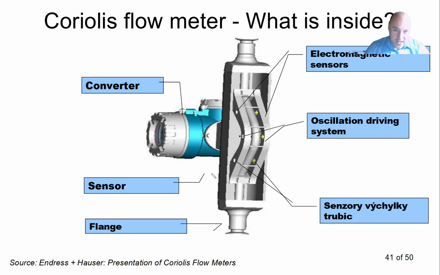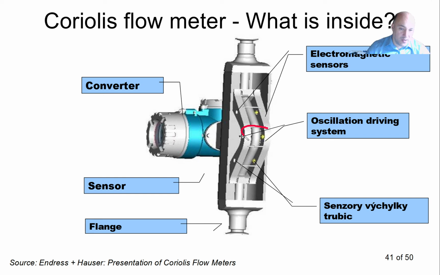So what is unique about this Coriolis flow meter? We have seen from the equation that the flow meter, based on this principle, will be able to measure mass flow directly. So it's not related to velocity, it measures directly the flow of mass. This is a picture, again, of what you may find inside.